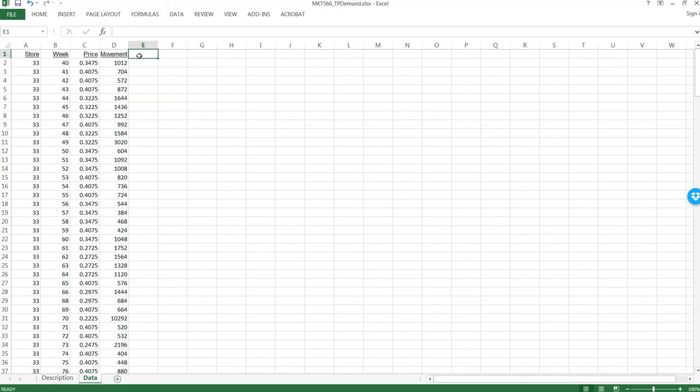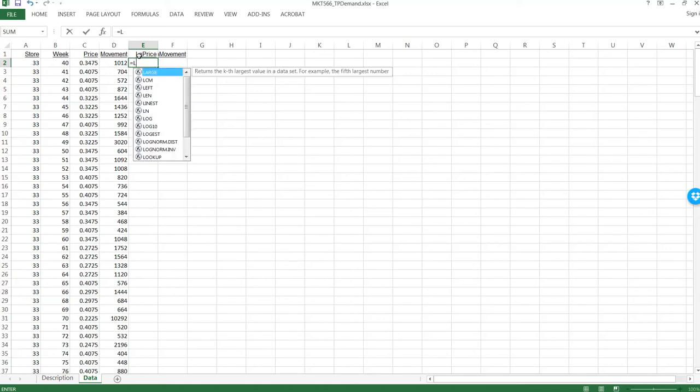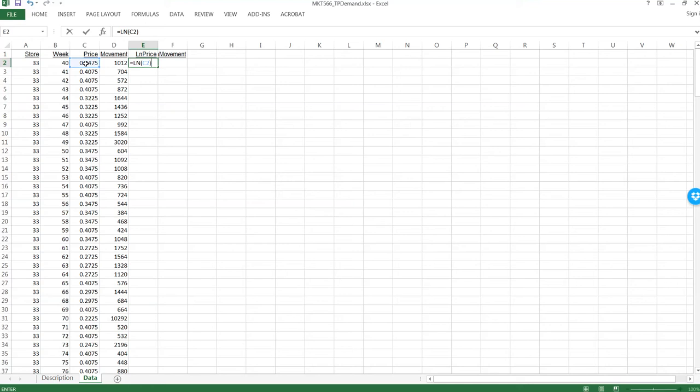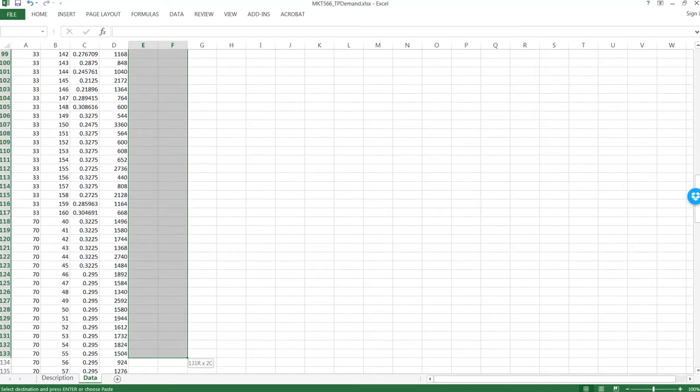To log these variables, we use the natural log, which is done by ln price. We'll make another variable heading ln movement. To convert these variables, use the ln function. Again, that's natural log. Don't use log, base 10 log. This is base e. Do the same for movement, and copy to populate the remainder of the column.